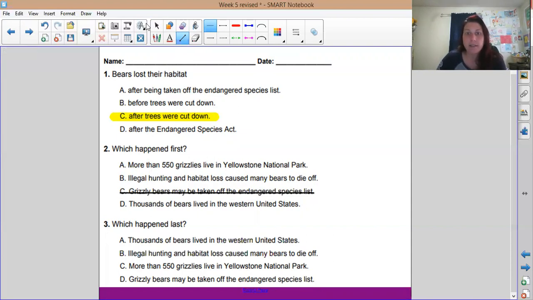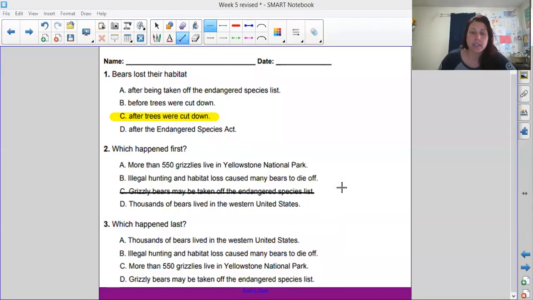Okay, okay. It's just like school, hold on. Okay, just like at school, right? Phone rings. Interruptions. Okay, so we are back at question 2, and we are looking at to see which one happened first in the sequence order of the story, or not story, nonfiction.